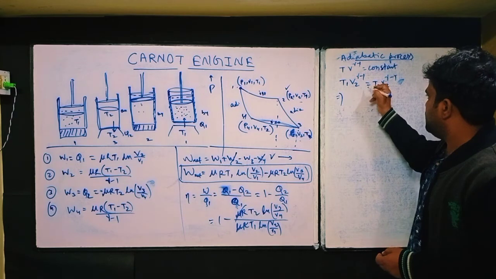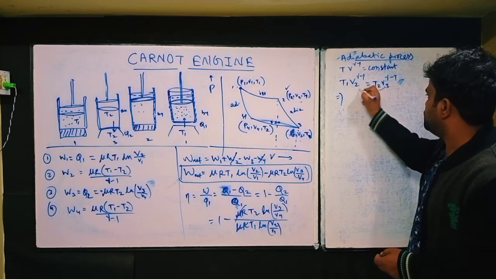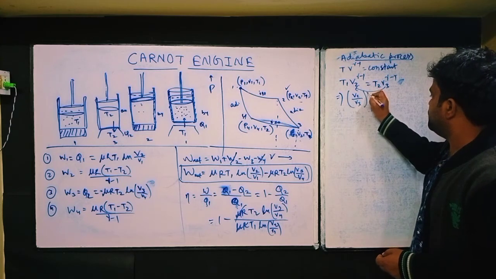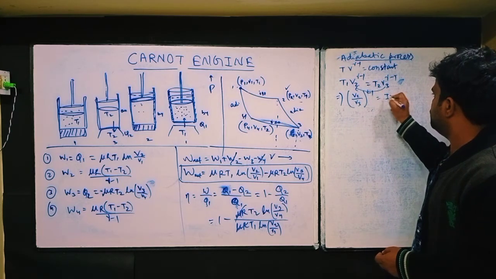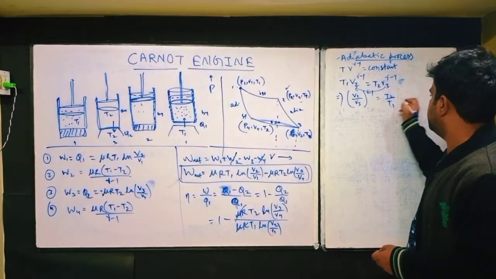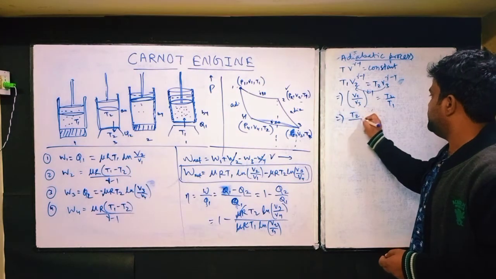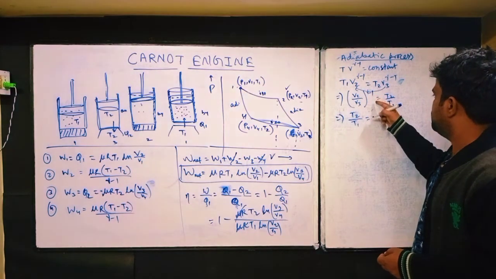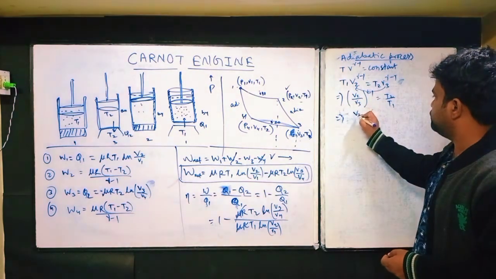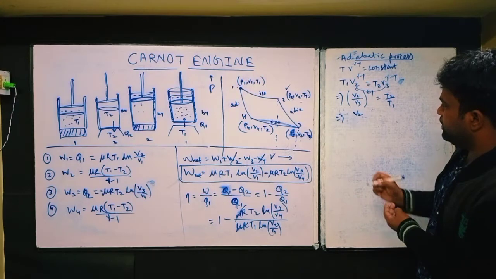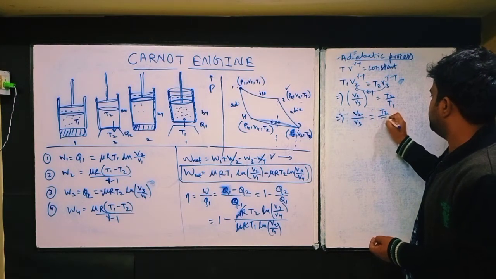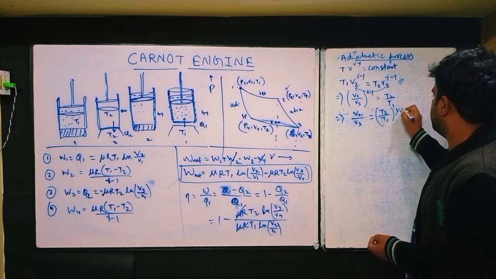So I can write like this. This one I'll rearrange, V2 V3 to the power gamma minus 1 equals T2 T1, I'll divide T2 by T1, right? Or I can write it this way, that V2 by V3 equals T2 by T1 to the power 1 by gamma minus 1.